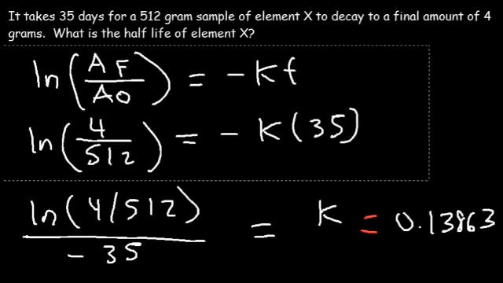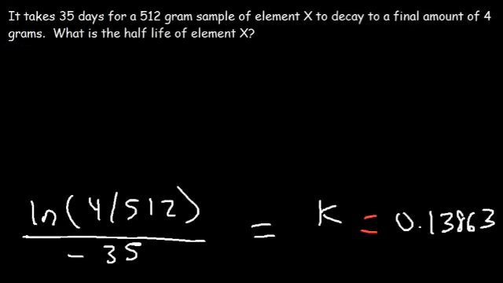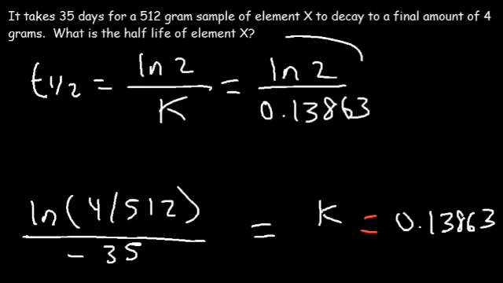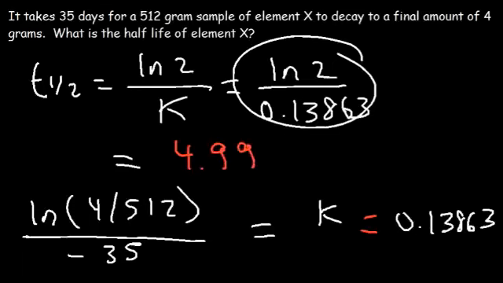So now that we have the value of K, we can find the half-life. So the half-life is equal to the natural log of 2 divided by K. So if you type this in, ln 2 divided by 0.13863, you should get this answer, 4.99979, which you can say is about 5 days.